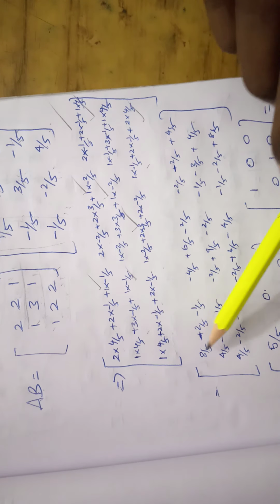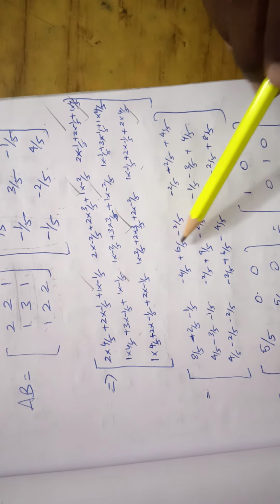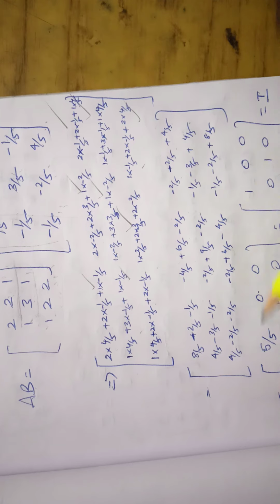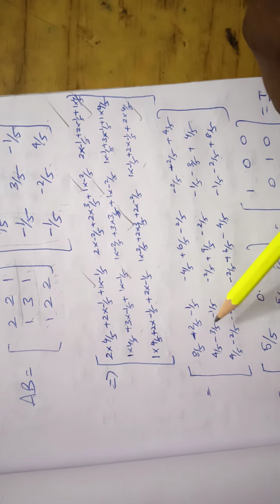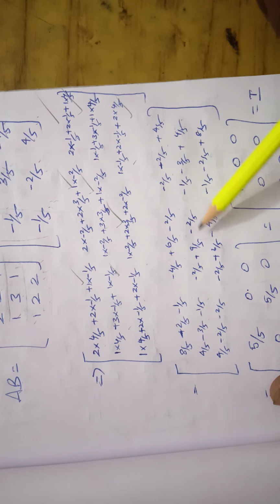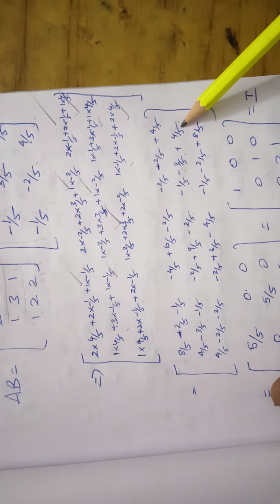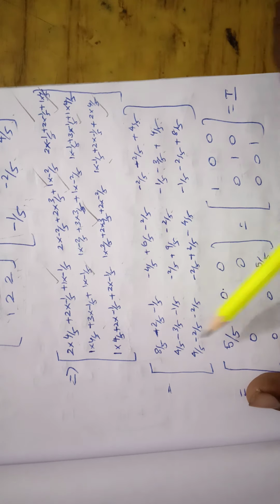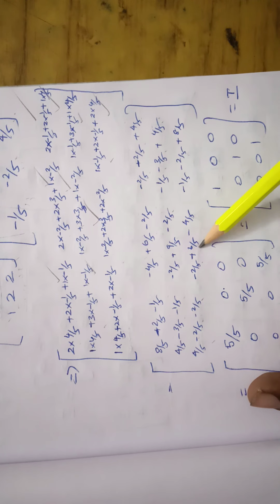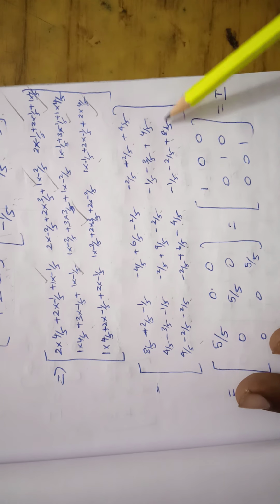So reducing this multiplication: 2 into 4 is 8 by 5, minus 2 by 5, minus 1 by 5. This one is minus 4 by 5, 6 by 5, minus 2 by 5. Third one is minus 2 by 5, minus 2 by 5 plus 4 by 5. Second row: 4 by 5, minus 3 by 5, minus 1 by 5. Next value: minus 2 by 5 plus 9 by 5 minus 2 by 5. Next one is minus 1 by 5, minus 3 by 5 plus 4 by 5. Third row: 4 by 5, minus 2 by 5, minus 2 by 5. Next one is minus 2 by 5 plus 6 by 5 minus 4 by 5. Last one is minus 1 by 5, minus 2 by 5 plus 8 by 5.